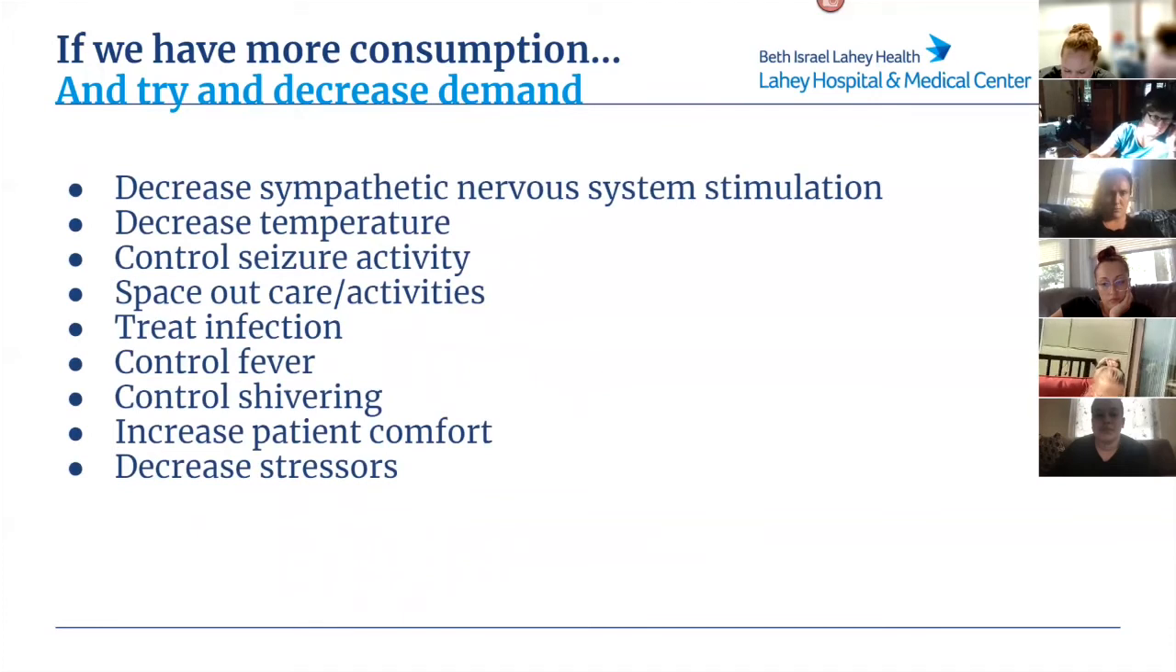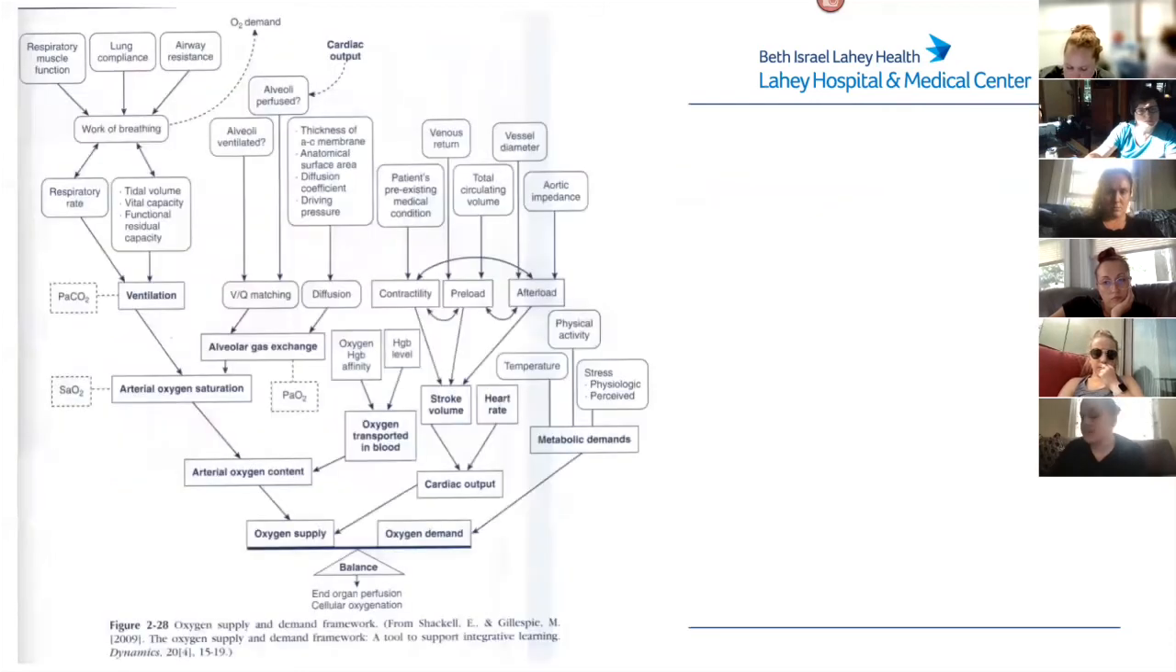Other things when we're talking about tissue consumption and oxygen consumption at the tissue level, making sure that you've got controlled seizure activity, that SNS stimulation is down, making sure if your patient's febrile, that the fever is getting controlled. More of these are less CCRN based and more based in reality, which is treating the infection, controlling fever, making sure your patient's comfortable, and decreasing any stressful things in the environment.